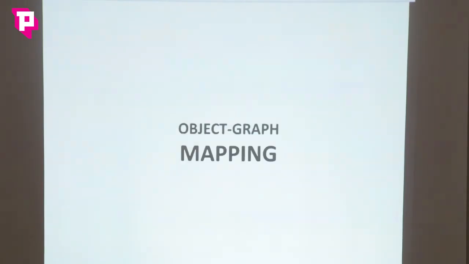And now let's change topic, object graph mapping. Because the graph database is very dynamic, you have only nodes and relationships.